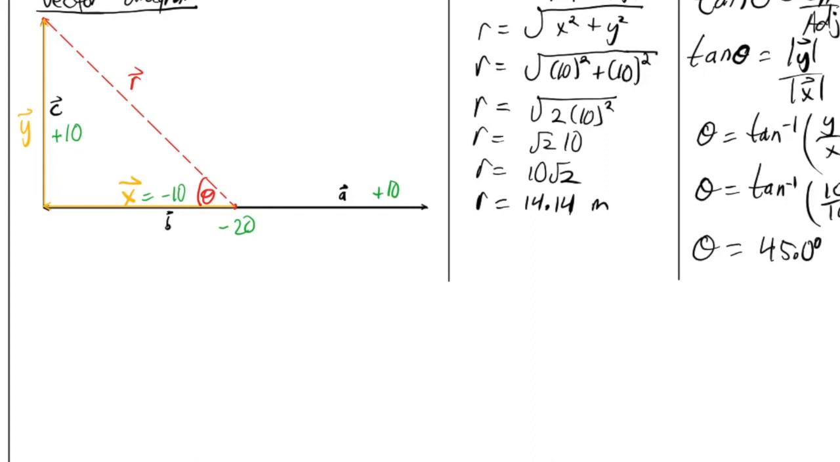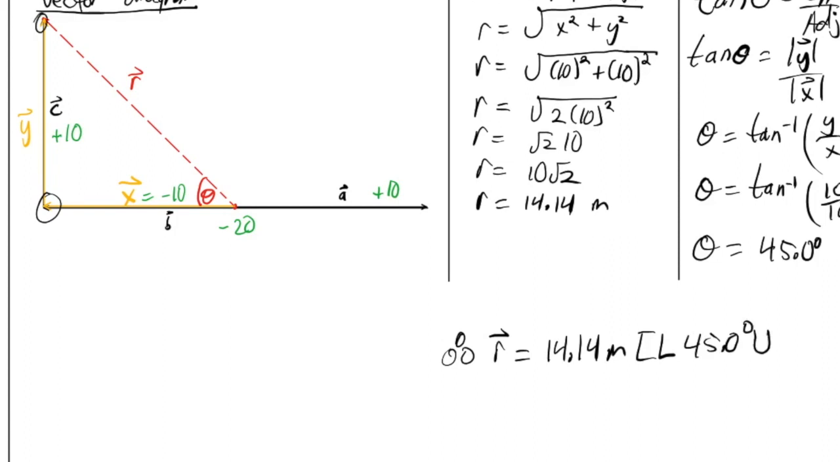And now we can write our conclusion. Therefore, the resultant is equal to 14.14 meters, and that would be left, because that's pointing to the left, 45 degrees up, and that's all there is to it.